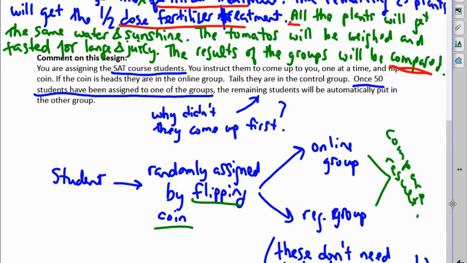But in real life, a more practical thing would have been to catch a butterfly, flip a coin, and send it to the group. Catch the next butterfly, flip a coin, and send it to its group. And then not be hung up on the idea that they need to be the same sample size.